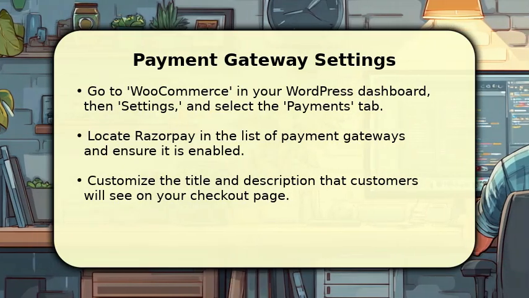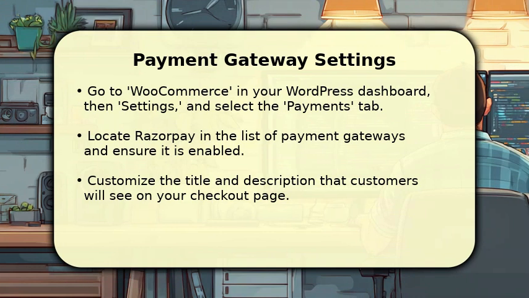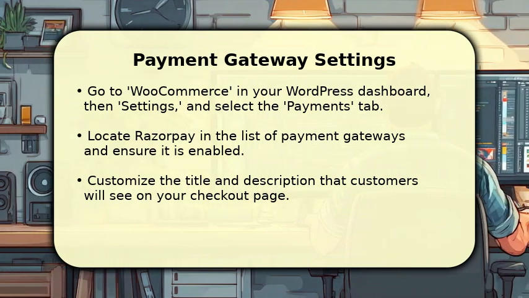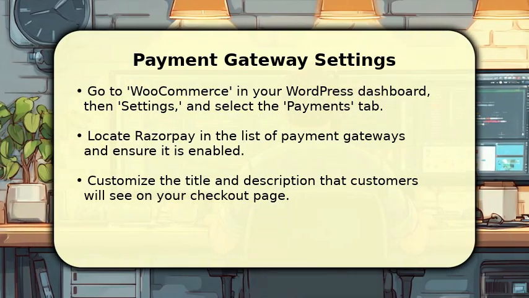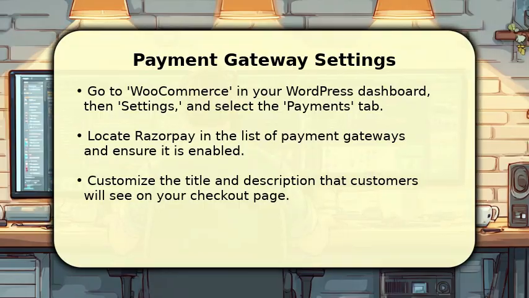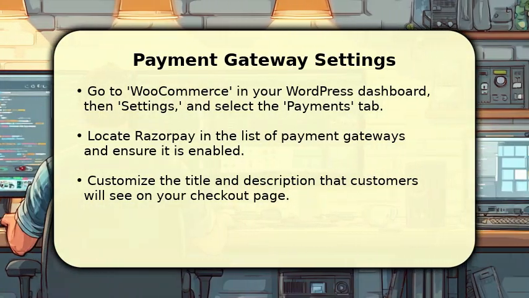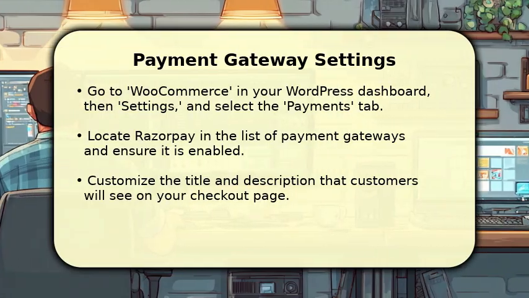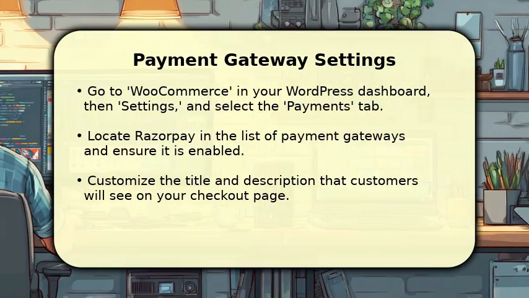Now, let's configure the payment gateway. In your WordPress dashboard, navigate to WooCommerce, then Settings, and finally click on the Payments tab. Locate Razorpay in the list of available payment gateways and ensure it is enabled. You can also customize the title and description that customers will see on your checkout page, making it clear and user-friendly. This step ensures Razorpay appears as a payment option.